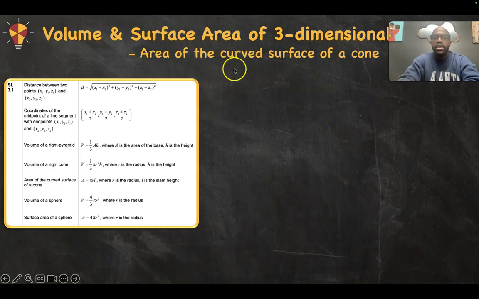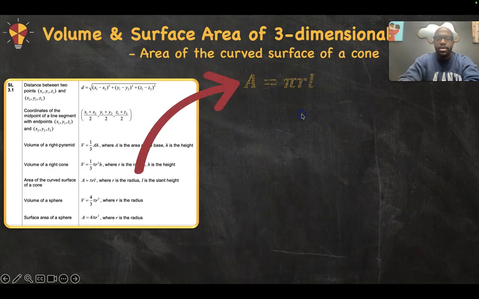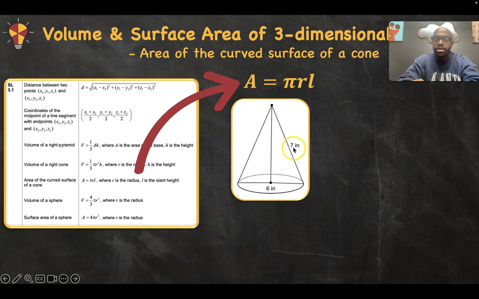Now we're going to look at the area of the curved surface of a cone. And once again, the formula will be given to you. The way you read this is the area is going to equal pi times the radius times the slant height. So for this problem, the slant height is already given to you, which is 7. So then you just plug it in. We know the radius is 3 and the slant height is 7, and you should be able to get to your answer.